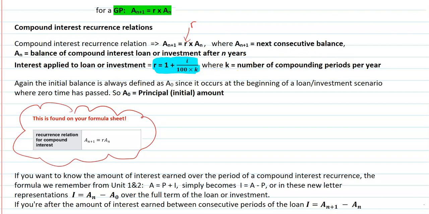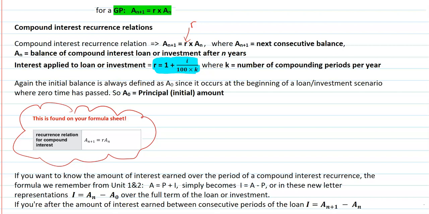Now remember that your compound interest recurrence relation is also found on your formula sheet. So if you get stuck remembering that in your exam, you can just flick over to your formula sheet and see it there. I imagine why the simple interest one isn't on there is because it's probably not used very much in real life, so that's understandable.